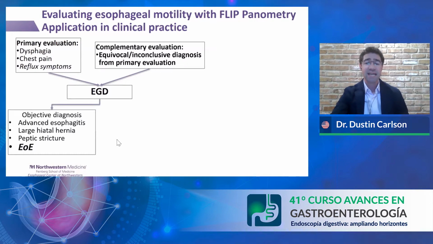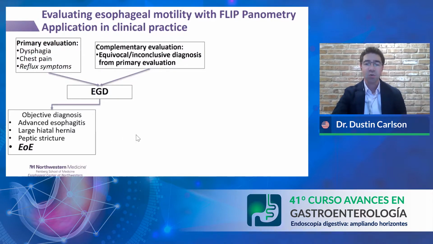If the EGD is diagnostic, such as reflux esophagitis or a large hiatal hernia, stricture, or EOE, a clinical diagnosis is reached and management can be targeted. Though on a side note, there is a role for FLIP in EOE, and I'll briefly touch upon this toward the end of this discussion.